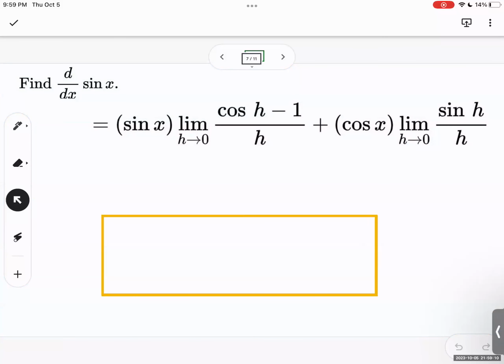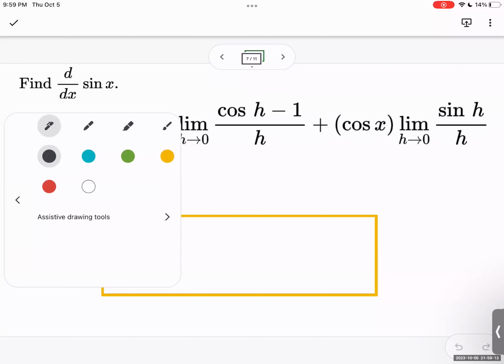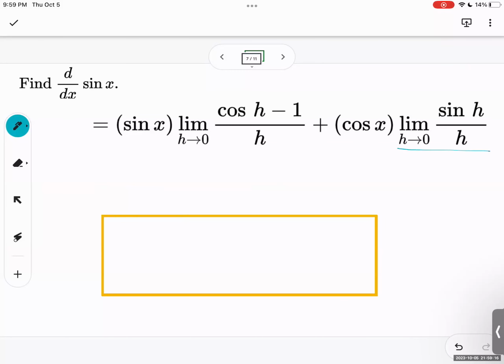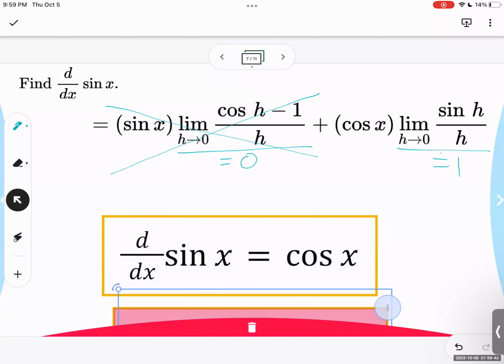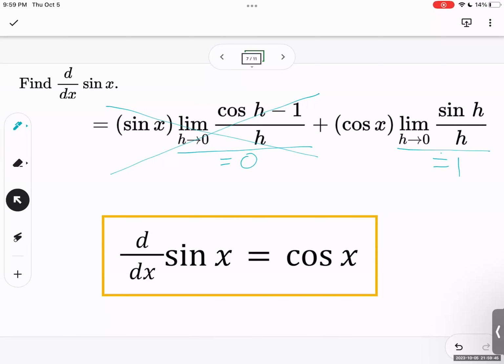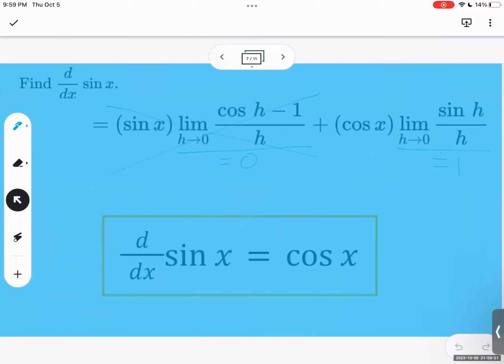So for homework, we found that this limit equals 1. The limit as h approaches 0 of sine h over h. We just showed that the limit as h approaches 0 of cosine h minus 1 over h equals 0. So sine x times 0 is 0, plus 1 times cosine x. So the derivative of sine x is cosine x. There. I'll let that sit for a minute.